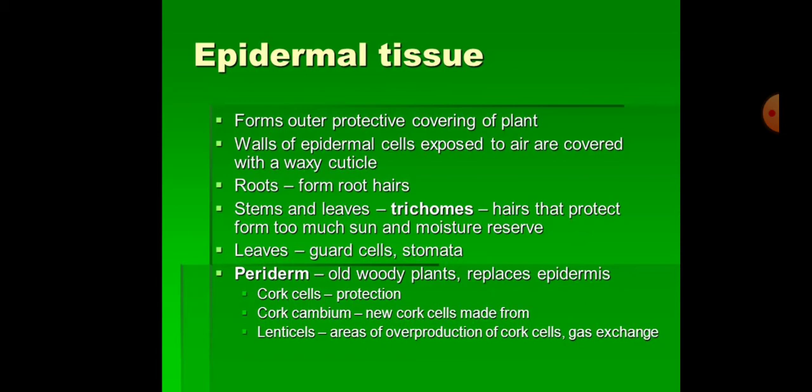Periderm, in old woody plants, replaces epidermis. It is made up of cork cells, cork cambium and lenticels. Cork cells give protection. Cork cambium is responsible for forming new cork cells, and lenticels are areas of overproduction of cork cells for the purpose of gaseous exchange.